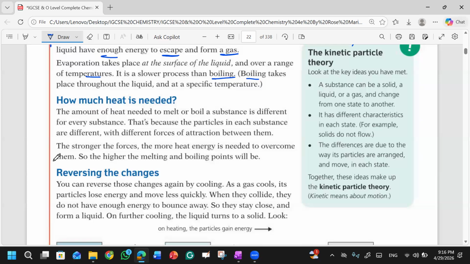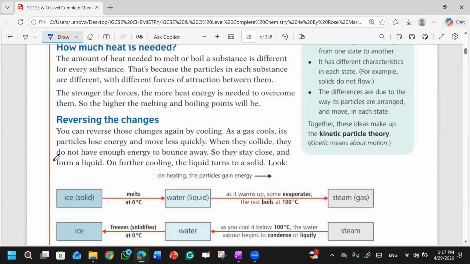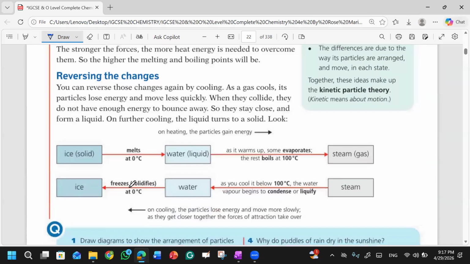Now, can you tell me how much heat is needed if you want to convert two solids into two different liquids? It will be needed depending on the different particles and how strong the forces are and the attraction between both substances. Yes, it depends on it. Okay. Then if you want to reverse the change, what do you need to do?